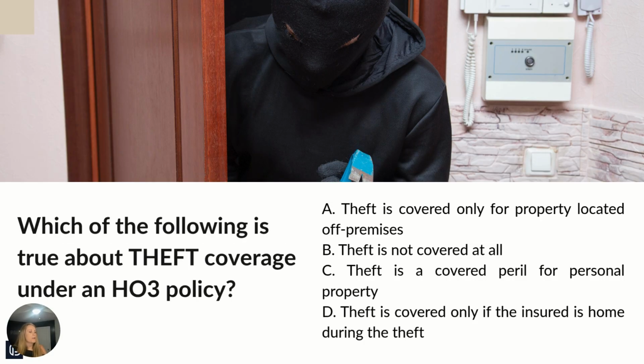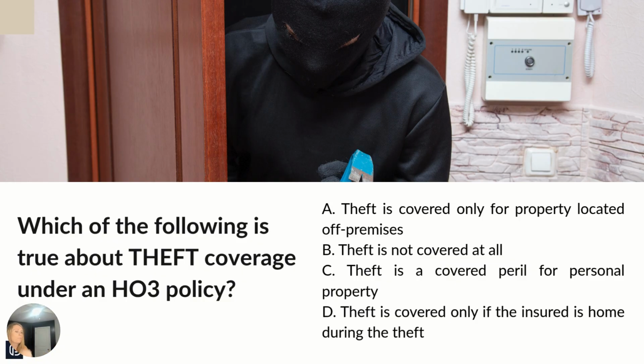And then the last question here says, which of the following is true about theft coverage under an HO3 policy? So on this question, when we're reading through the answer choices, 3 of these statements are going to be false about theft. One of them is going to be true. We are looking for the true statement. So the correct answer here is C. Theft is a covered peril for personal property. And this is under a homeowner's policy, particularly in HO3, but theft is actually covered under homeowners in general.